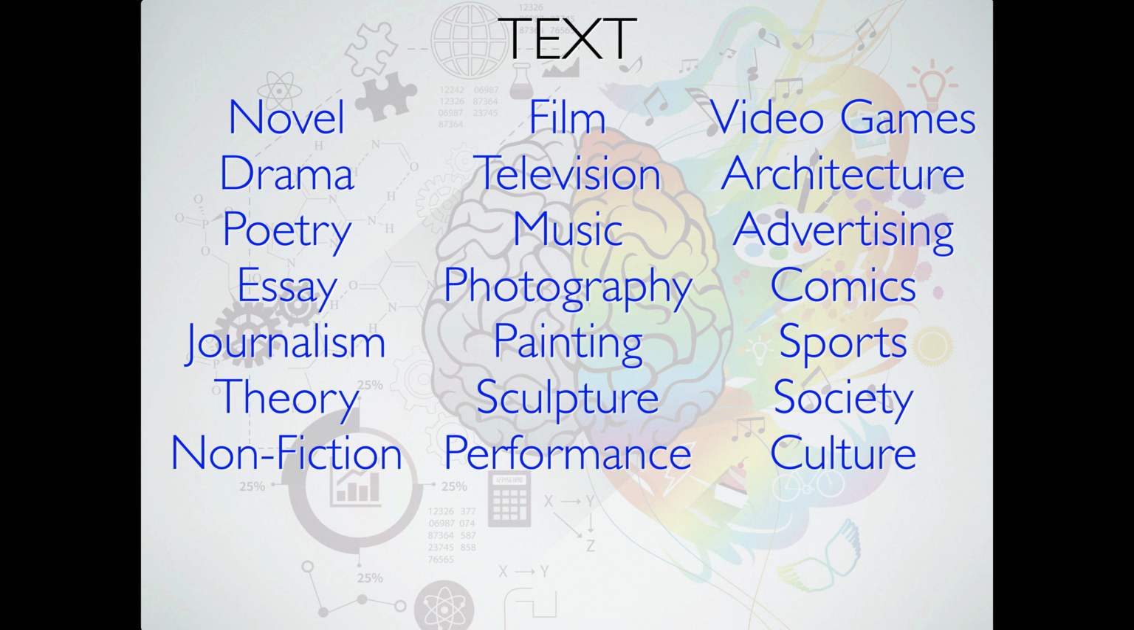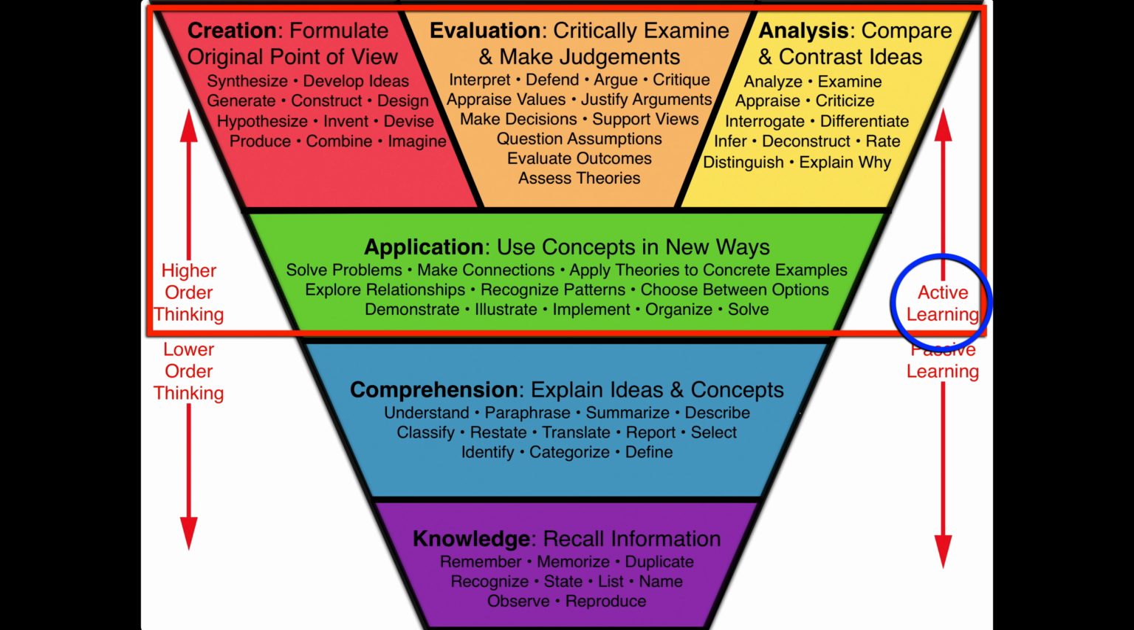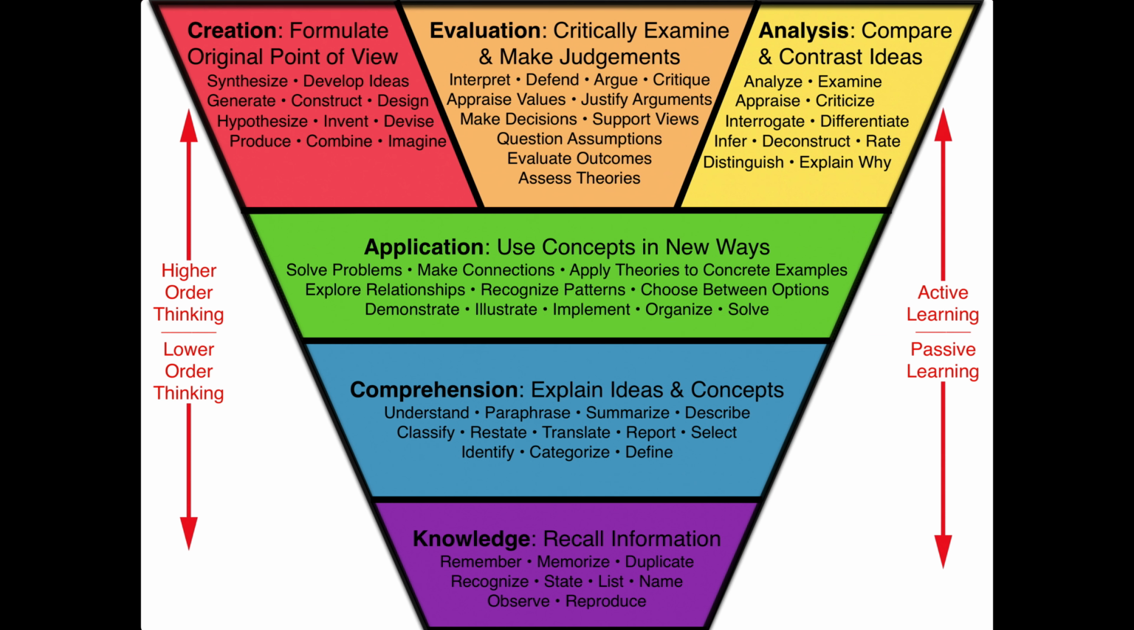You can visualize what we mean by analytical thinking in Bloom's taxonomy of thinking skills. This upside-down pyramid is divided into lower-order thinking skills, or passive learning, and higher-order thinking skills, or active learning. At the bottom of the pyramid, your essay would demonstrate knowledge, recalling information from the text, and comprehension, explaining ideas and concepts. For example, stating details, recognizing plot points, summarizing the narrative, or identifying character traits.